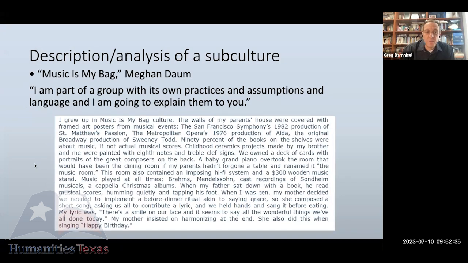I talked earlier about Megan Dom's Music Is My Bag, which is another really popular kind of personal essay for younger people to write, in that I am a part of a group with its own practices and assumptions and language, and I am going to explain them to you. Younger people like to talk about how their subculture or their clique or their group does things differently and how they develop their identity from that. And Dom's essay is a really interesting example of that and can be a nice jumping off place for students to develop their own similar kinds of essays.